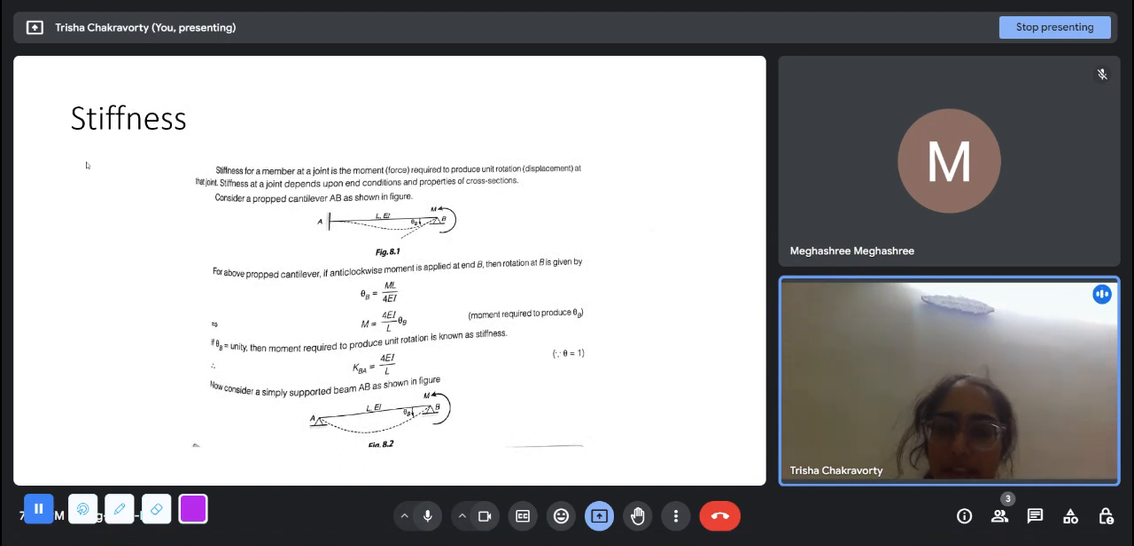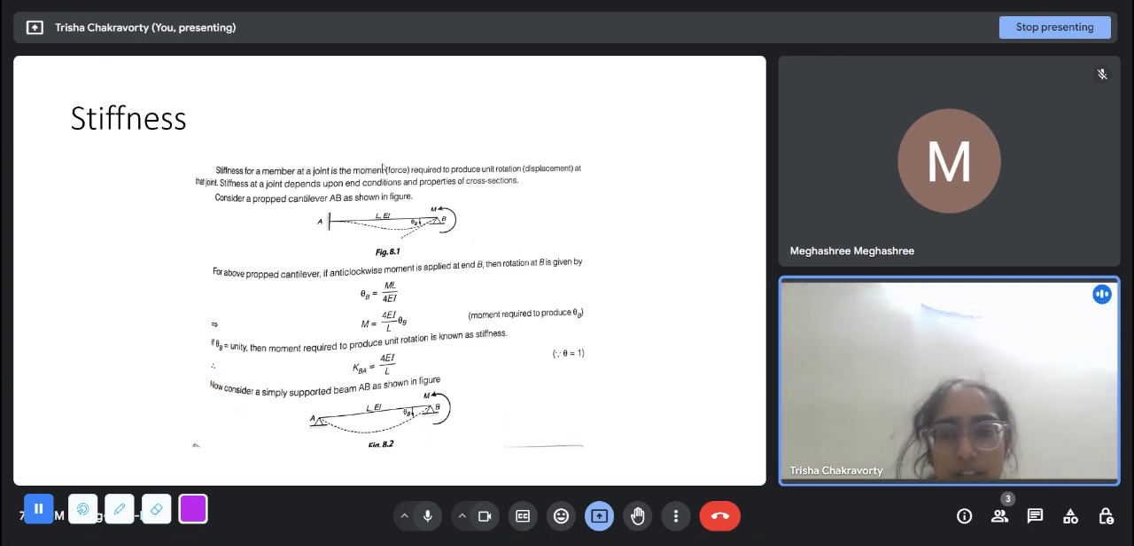This is what is meant by stiffness. Firstly we need to know what stiffness is. Displacement methods are also called stiffness methods. So stiffness for a member at a joint is the moment or force required to produce unit rotation or displacement at that joint. Stiffness at a joint depends upon end conditions and properties of cross sections.